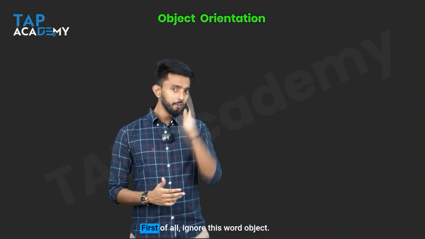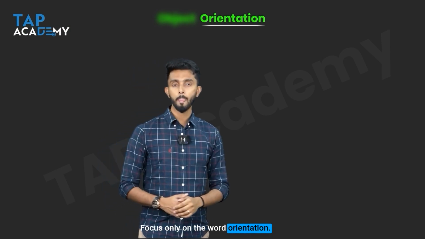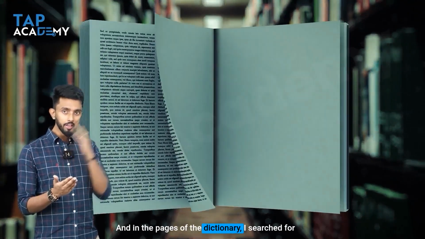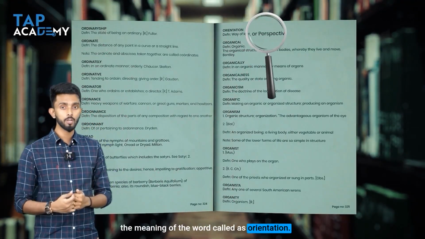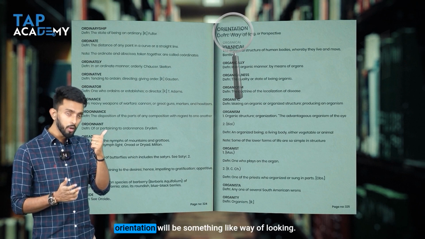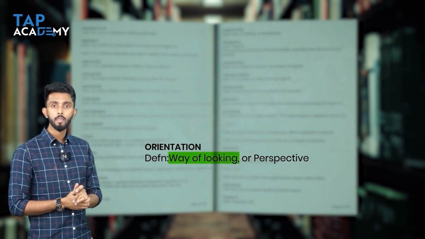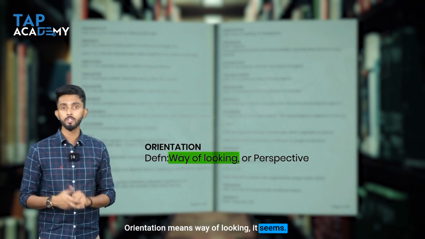Let me explain. First of all, ignore this word object. Focus only on the word orientation. Now, let us assume I went to a dictionary, and in the pages of the dictionary, I searched for the meaning of the word orientation. Do you know what will be written in the dictionary? The meaning of the word orientation will be something like way of looking. What will the dictionary say? Orientation means way of looking, it says.